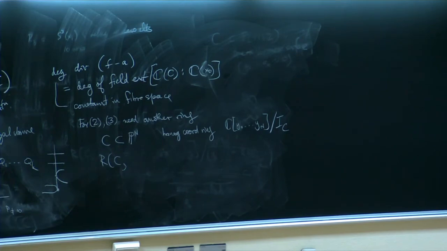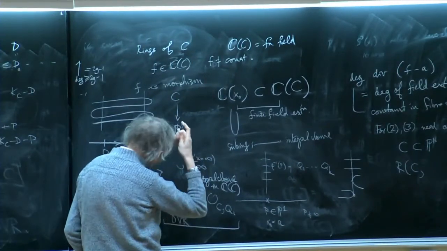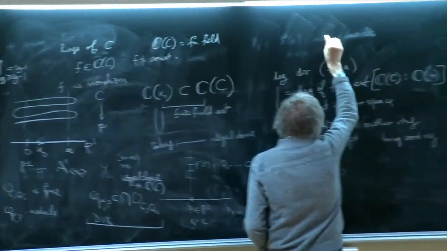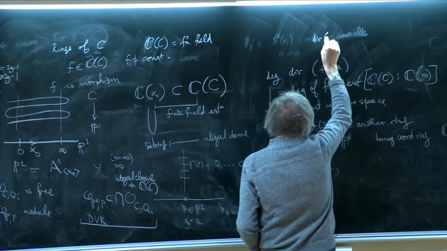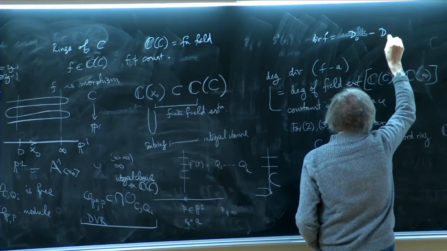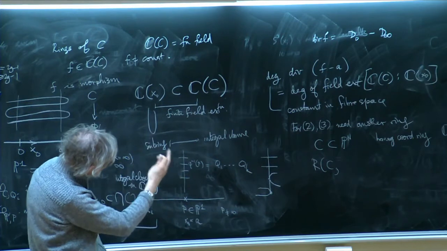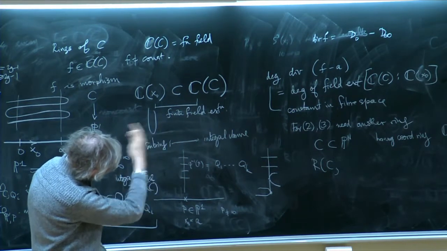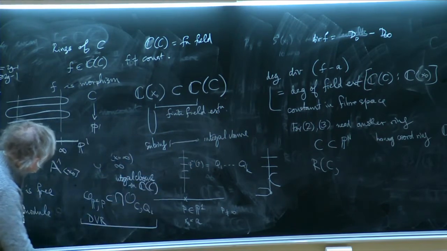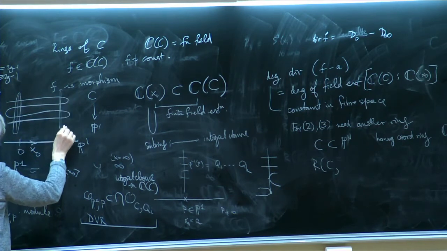And so when I make this extension, I'm going to write the divisor of f equals d0 minus d infinity. Yes, so I take all the zeros of f and group them into this d0, and I take all the infinities, all the poles of f, and group them there. So that's the thing I've drawn here. Right?